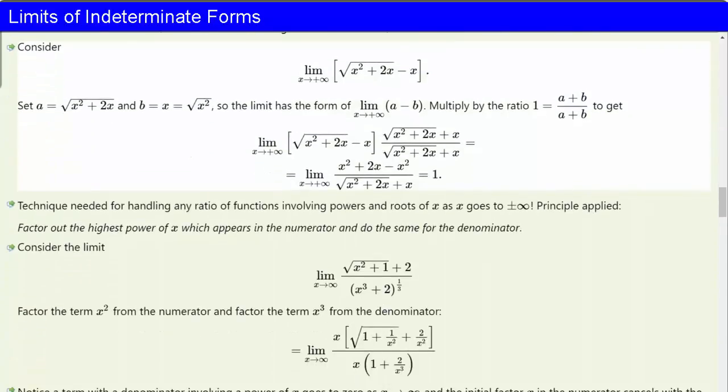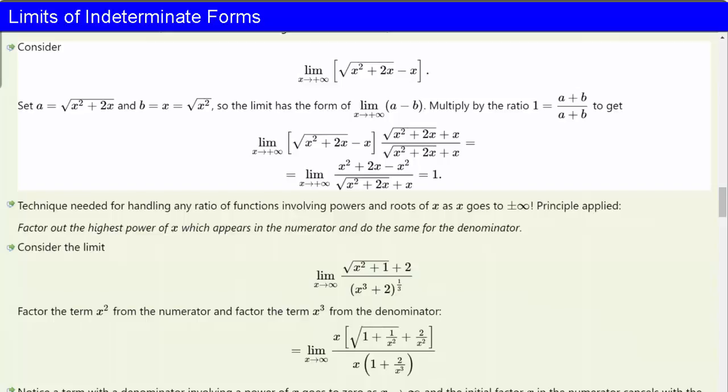Here is a second example of this type of limit. Consider the limit as x tends to infinity of the square root of x squared plus 2x minus the number x. In this case, we do the same trick. We set a equal to the square root of x squared plus 2x, and b equal to x, which is, of course, the square root of x squared. So the limit has the form limit as x tends to plus infinity of a minus b.